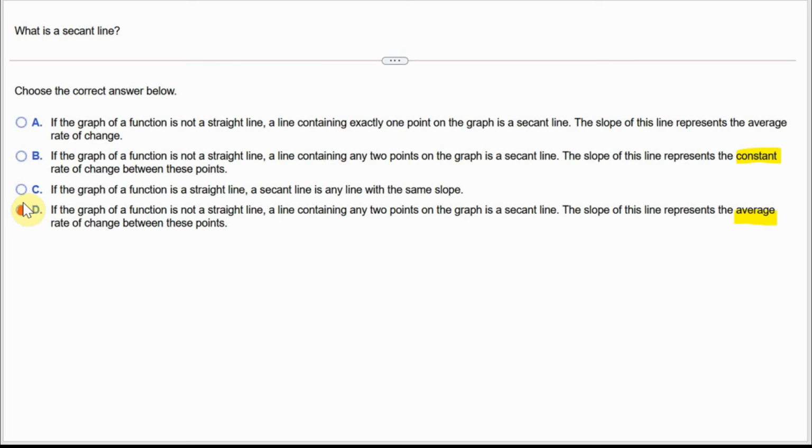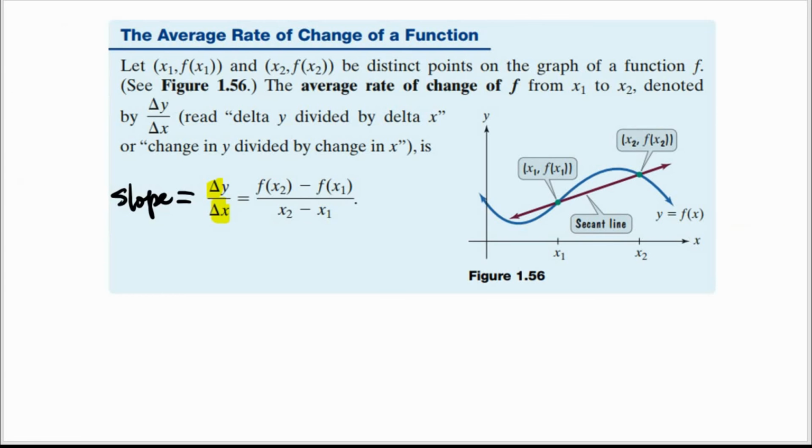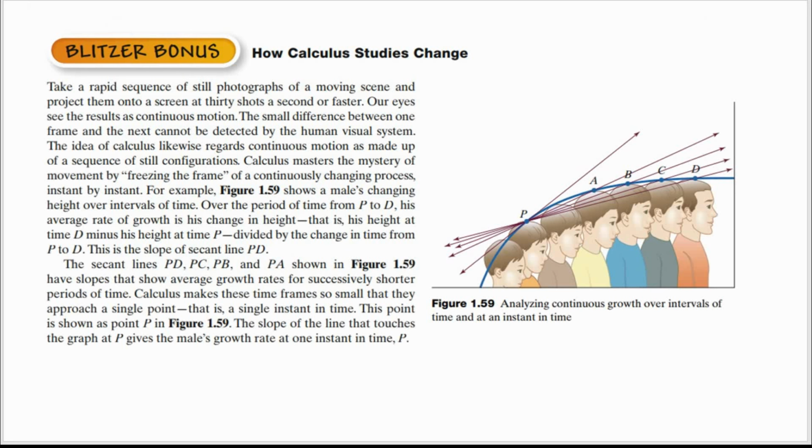Why is that? The average rate of change. And then conclusively, this whole idea about the average rate of change defines the fundamental concept in calculus that we call the derivative. What is that?